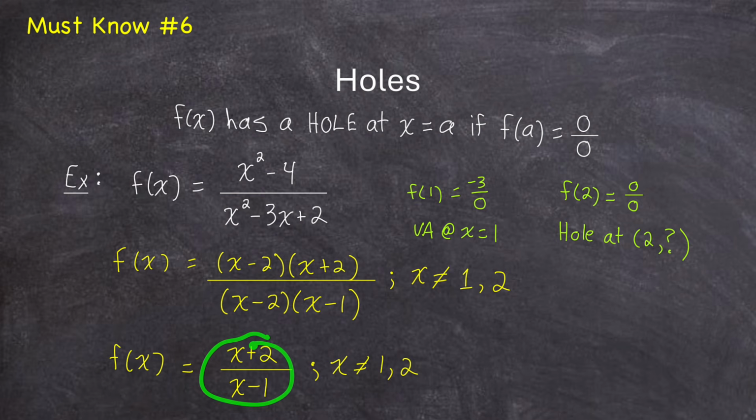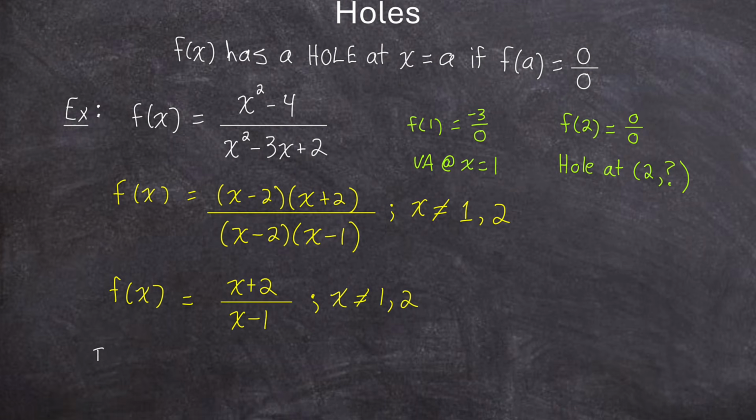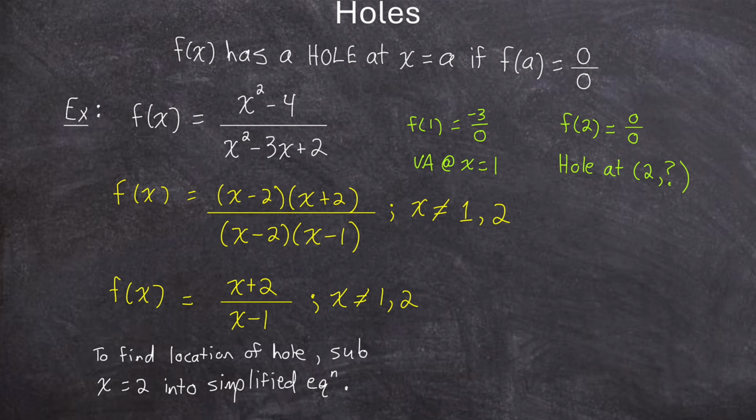So I could sub 2 into the simplified version, and when I do that, I would get the y-coordinate of the hole. Now I know here in our restrictions it says x can't equal 2, that's why we're allowed to say that this function is actually equal to the one above by stating this restriction. But if we ignore the restriction and actually sub 2 into the function, it does give us the y-coordinate of the hole. So I'll make a note of that. To find the location of the hole, sub x equals 2 into the simplified equation. And if I sub 2 into this function, I would get 4 over 1, which is 4. So I know the y-coordinate of the hole is going to be at 4.